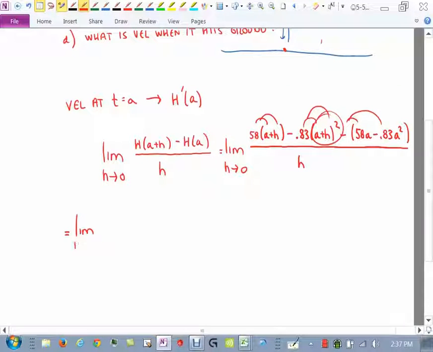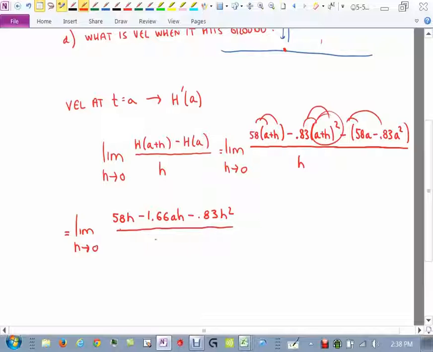You'll get 58. Well, you distribute it and then you cancel things. Okay, so things will cancel out, and this is what you'll be left with. I'm not going to show what cancels. Minus 1.66 AH minus 0.83 H squared, all of this over H. So that's what you'll get.